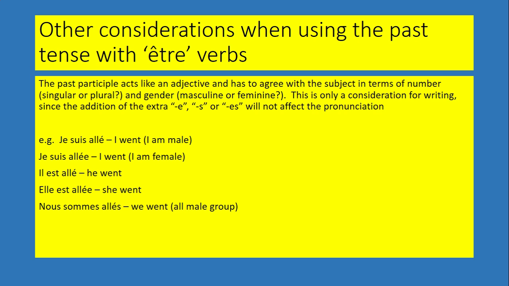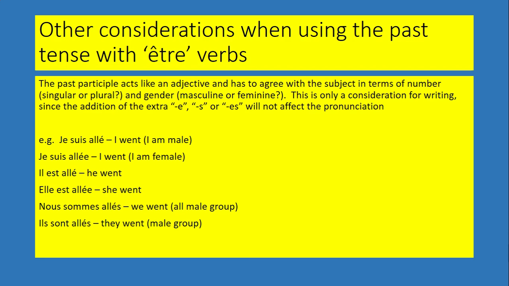Nous sommes allés, we went. Here the subject is plural, so we put an S on the participle. Why do we put an S on the participle? Because we're using être in the middle. This is not something we have to worry about if we're using avoir in the middle, only for être verbs.